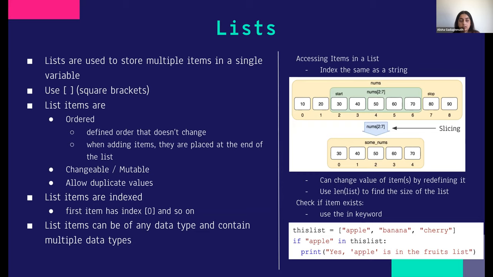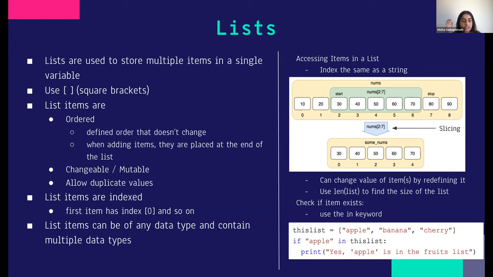Essentially, the last index would be the length of the list minus 1, since it starts at 0. And when adding items to a list, they're placed at the end of the list. Lists can also be changed, so you can add, delete, or move items in a list. And it also allows duplicate values.